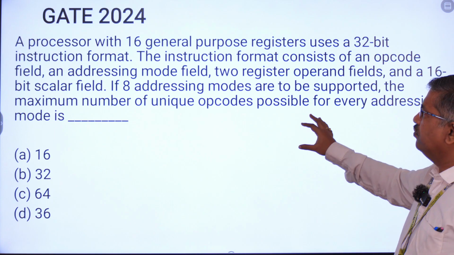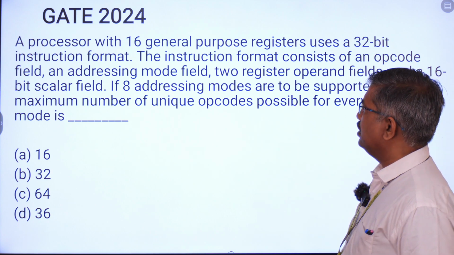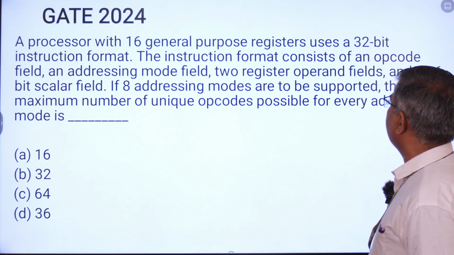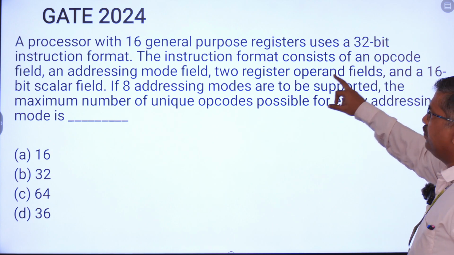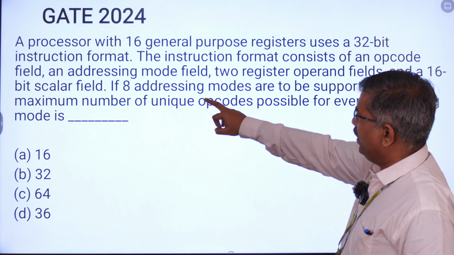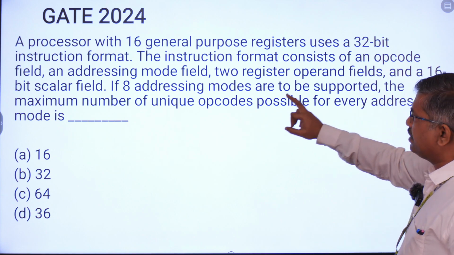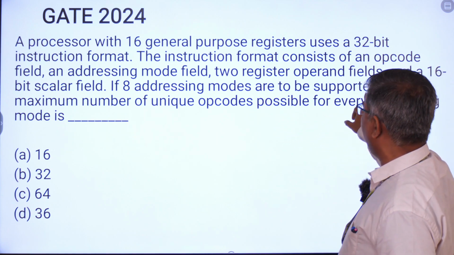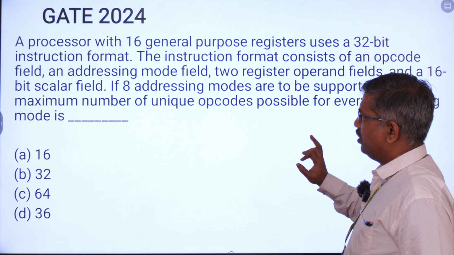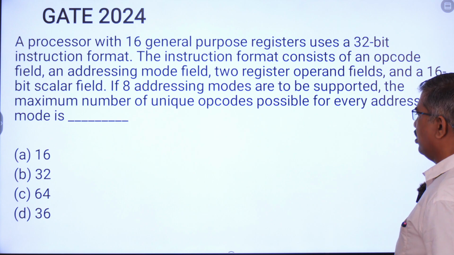So here we are going to see the GATE 2024 question. In this particular topic, the processor with 16 general purpose registers uses a 32-bit instruction format. The instruction format consists of an opcode field, addressing mode field, two register operand fields, and a 16-bit scalar field. If 8 addressing modes are to be supported, the maximum number of unique opcodes possible for every addressing mode is. Okay, this is the question. The options are 16, 32, 64, and 36.